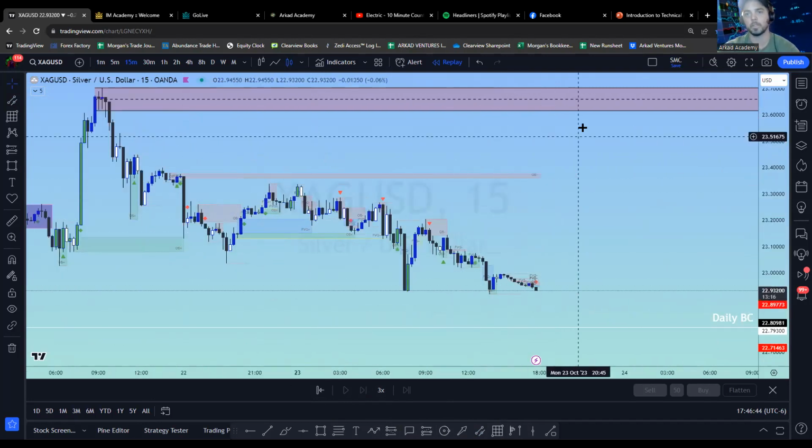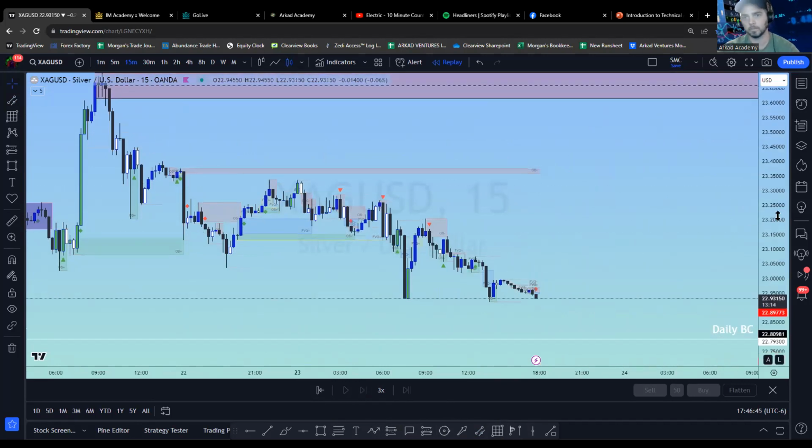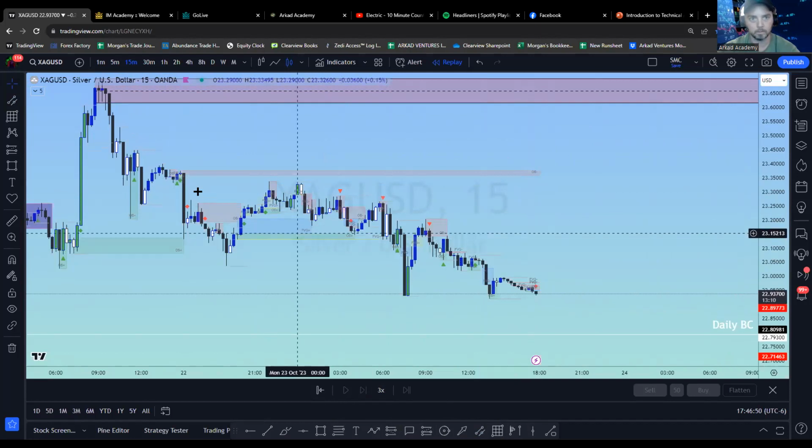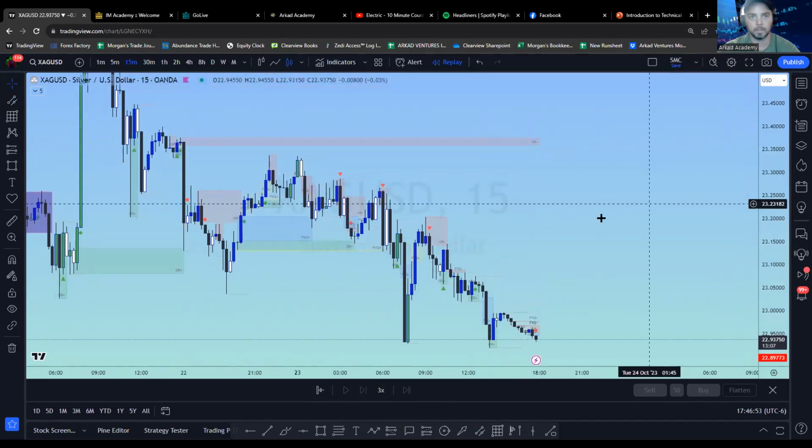And so they'll eventually make it back up to there. There's an order block here. Tiny, tiny little candle, but it's there.